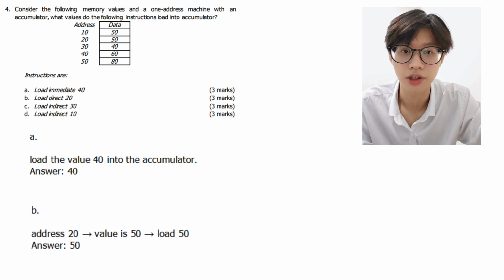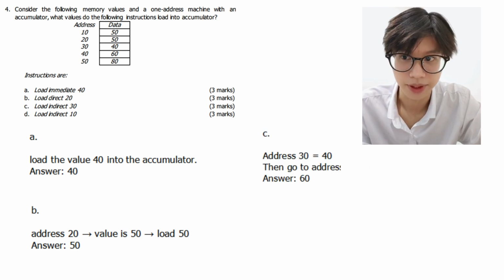For B, load direct 20. The instruction refers directly to memory location, which is 20. When looking at the table, the data stored at address 20 is 50. So that is the value that is loaded into the accumulator. So the answer is 50.